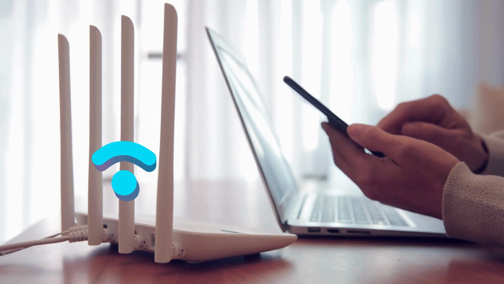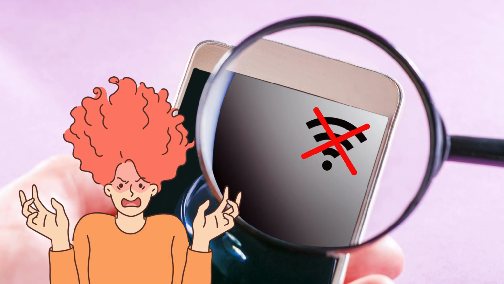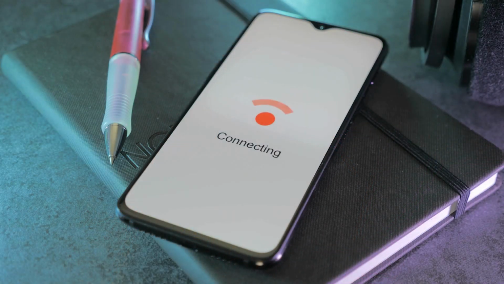Think about your Wi-Fi router in your home. The signal strength diminishes as you move further away, right? That is the inverse square law, making sure you stay connected within a certain range.